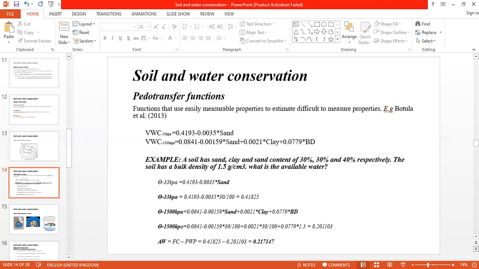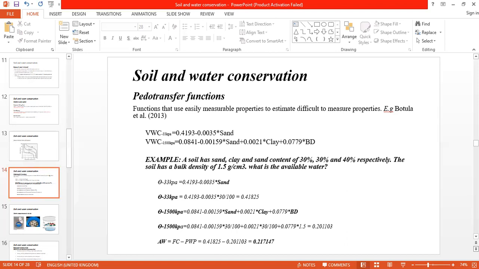So you can't get a function that was developed in, for example, the UK, and then use it for Zambian soils. It will give you a different result. But if you use something which was developed in Zambia for your soils, then you know that it estimates almost a similar amount.